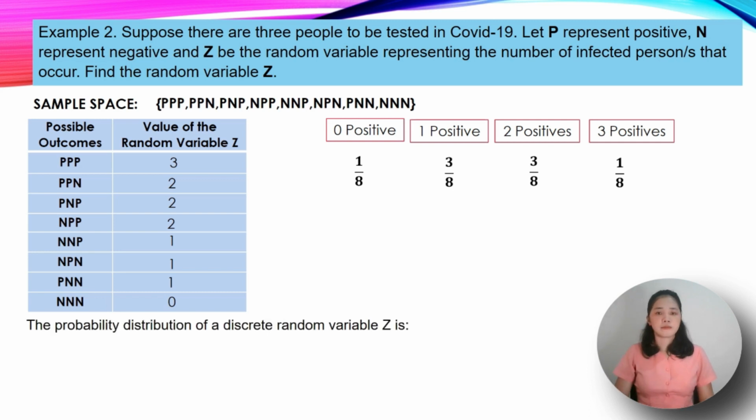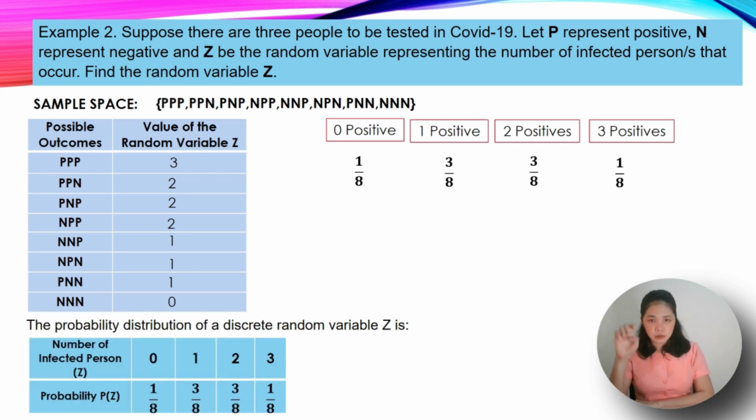Again, out of the given data, the probability distribution of a discrete random variable Z is, first row, the number of infected persons 0, 1, 2, and 3, and their corresponding assigned probability values. For 0 it is 1 all over 8. For 1, we have 3 over 8. For 2, 3/8, and for 3, 1 over 8.